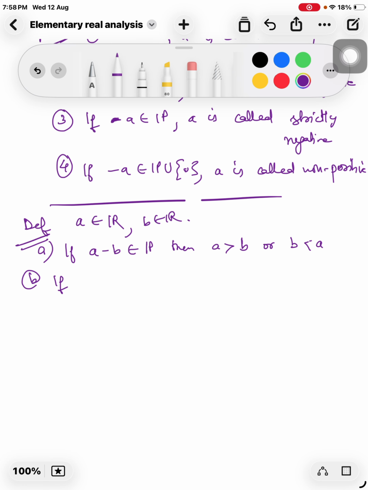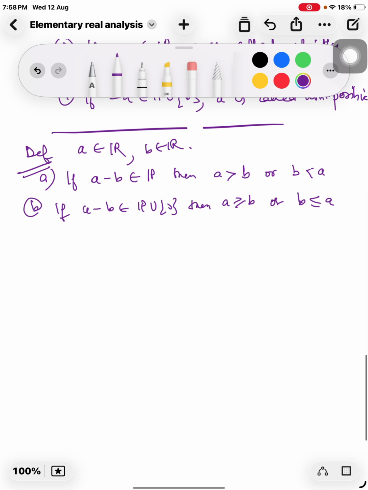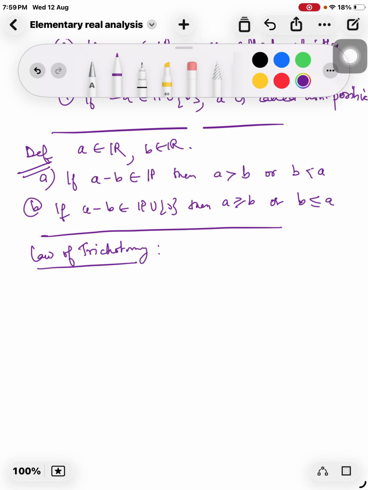Similarly, if A minus B belongs to P union 0, then A is greater than or equal to B, or B is less than or equal to A. So we have in a way defined the less than and greater than sign. And keeping this in mind, we can now talk about another form of law of trichotomy, which we called trichotomy property earlier. As I said, we will come back to it.